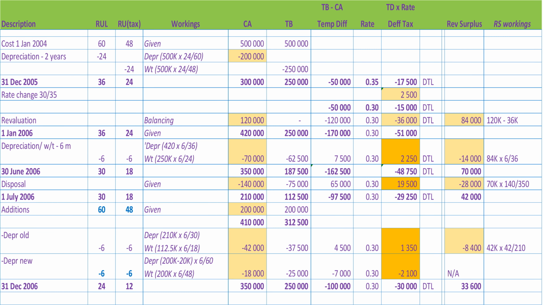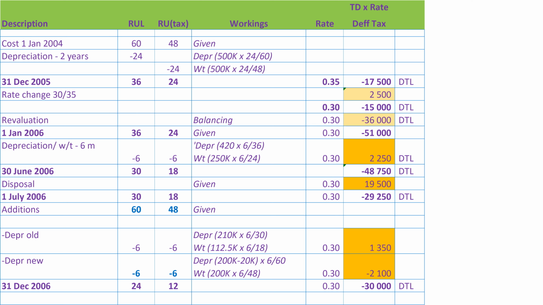By now you should be familiar with the full deferred tax table on the screen. Our deferred tax liability ends at 30,000 on 31 December 06. I've hidden all the irrelevant columns as your focus should be purely on the deferred tax column as well as the rate column. Let's begin by disclosing these figures in our note.